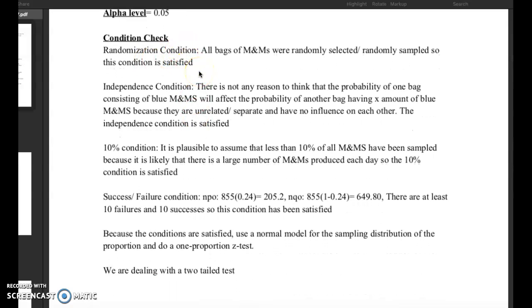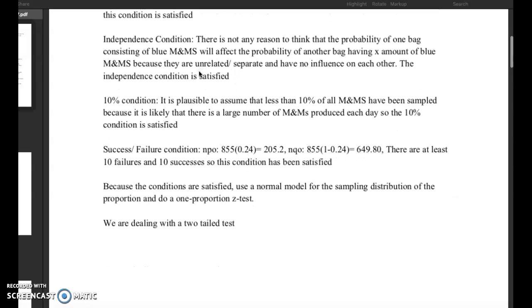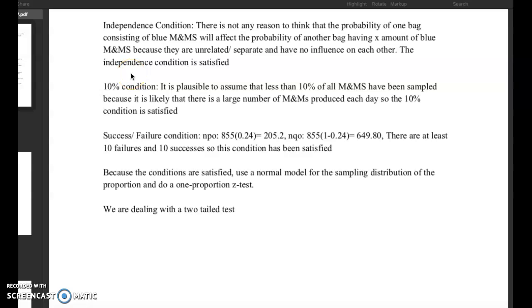So for the randomization condition, all bags of M&Ms were randomly selected. There was no pattern, and so this condition was satisfied. As for the independence condition, there's no reason to think that the probability of one bag consisting of blue M&Ms will affect the probability of another bag. So they're unrelated and separate and should have no influence on each other. And the 10% condition, it is possible to assume that less than 10% of the M&Ms have been sampled, since there is likely a large amount of M&Ms produced each day that are well over the amount sampled.